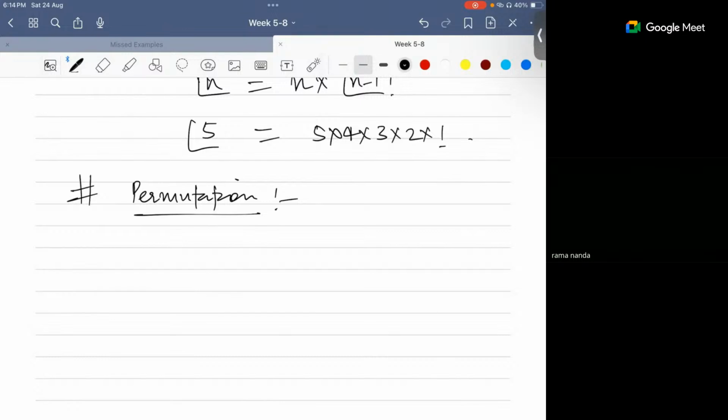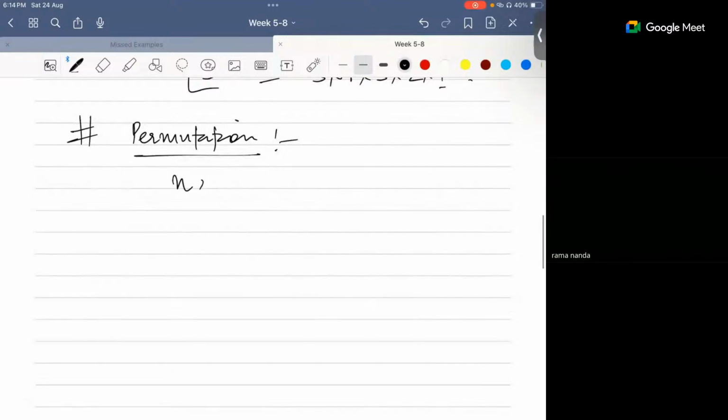So in permutation and combination, whenever you have been given some n different objects and you have to choose out r different objects and then arrange them. In permutation, the arrangement or the order is very important. Whenever we have been given n different objects, I'll just write it out.